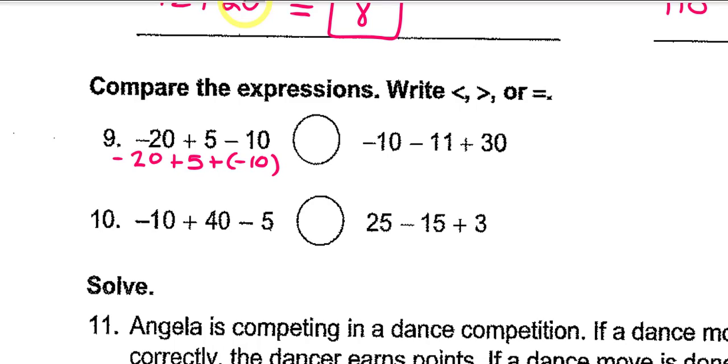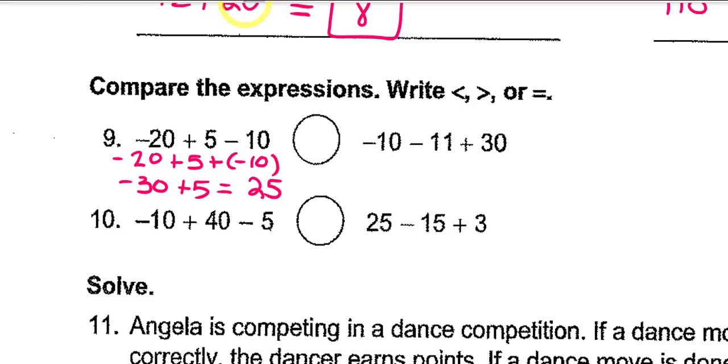Okay, so I changed the subtraction to addition. I added the opposite there. And so now I'm going to solve this. I have a negative 10 and a negative 20. They both are carrying a negative sign. So I'm going to combine those two together first. That's going to give me a negative 30. Okay, so that's the negative 20 plus the negative 10. And then what's left in the problem is still this positive 5. And negative 30 and a positive 5, if I add those two together, well, the signs are different. So I'm going to subtract them. 30 minus 5 is 25.